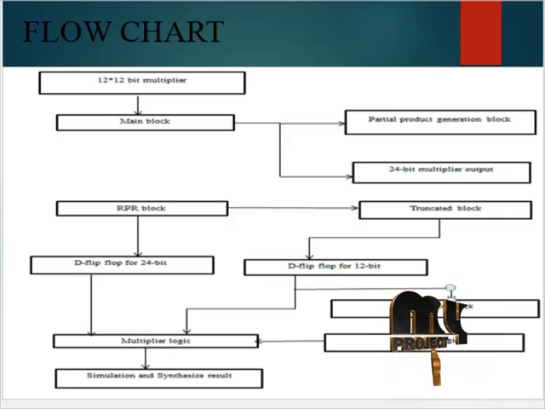And then we are going to use the D flip-flop process for the 24-bit. In the 24-bit we split the 12 cross 12-bit multipliers after using the D flip-flop for each and every bit from the single input. After going to the multiplier logic, in the multiplier logic we are going to simulate the process.